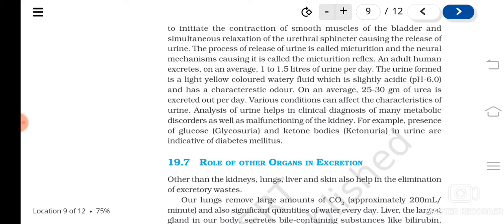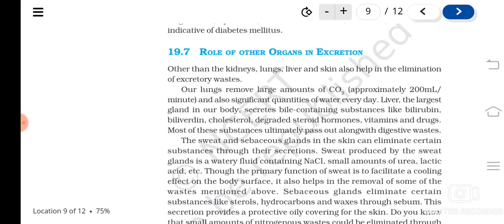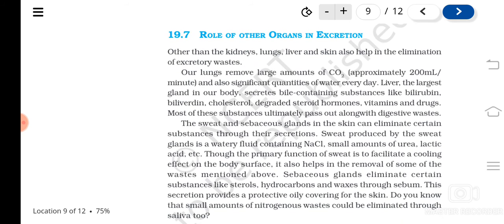If glucose is there in the urine, it is known as glycosuria. If ketone bodies are in the urine, it is known as ketonuria. This indicates the presence of a disease called diabetes mellitus. The common diabetes is diabetes mellitus. There is one more diabetes that we will be studying in the last chapter. Understood? So you understood all this.